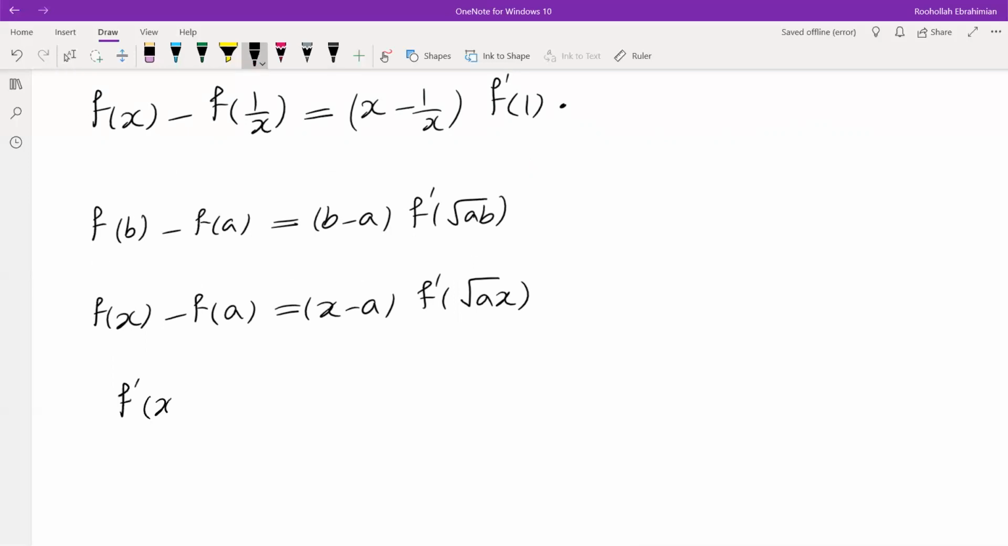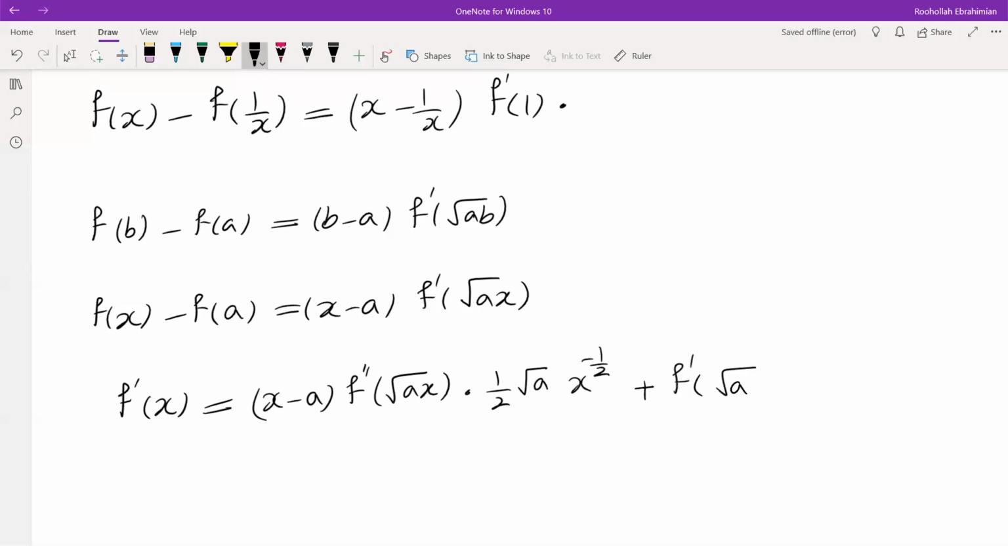of f, which on the right side would give you x minus a times f double prime of root ax times, that's it, 1/2 root ax to the power of negative 1/2, and then plus f prime of root ax. So I have that.